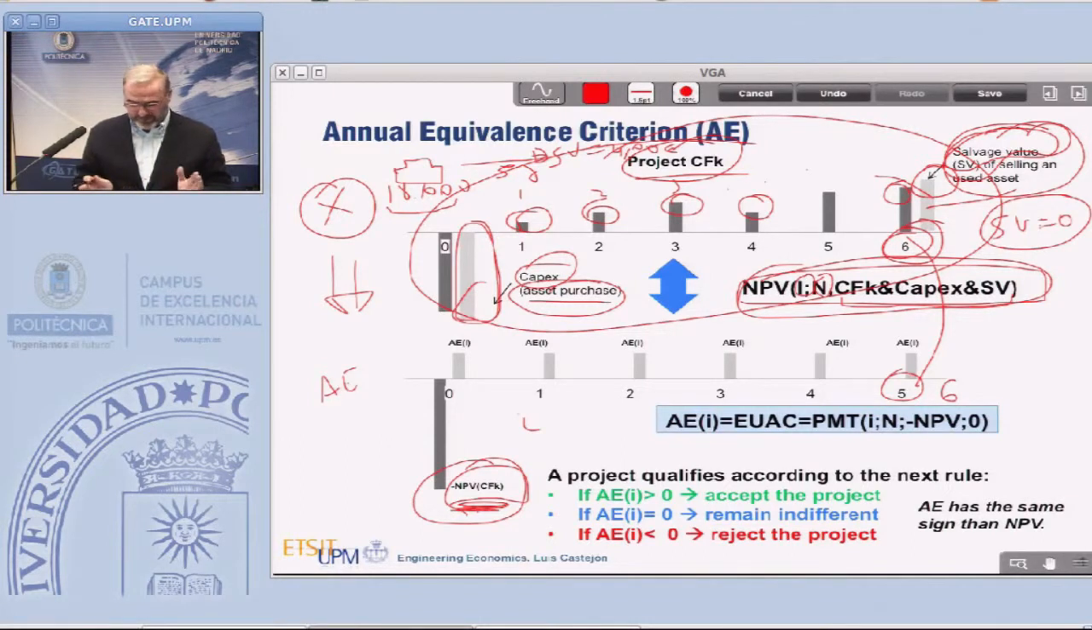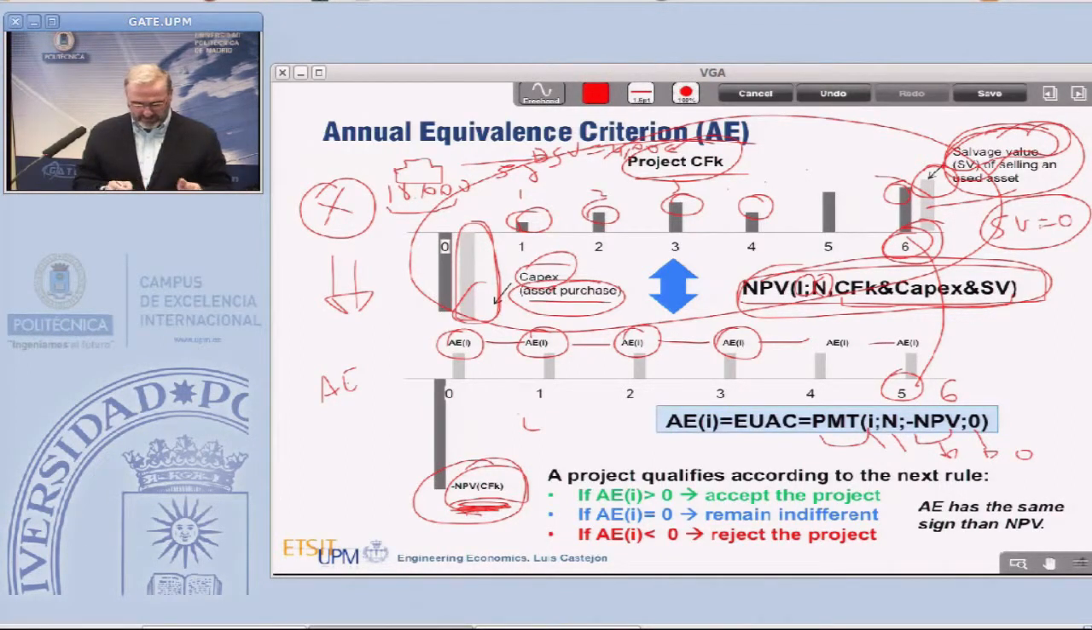So we know that the investment plan is to invest money today and get some money in the future from that investment. These are annual uniform equal payments. And then we know the formula. This is the formula of the equivalent uniform annual cost, which is equal to the annual payment at interest rate i and n years. In that case, the present value is the minus net present value, and the future value is 0. So, as you see here, this amount is constant, uniform over the years.